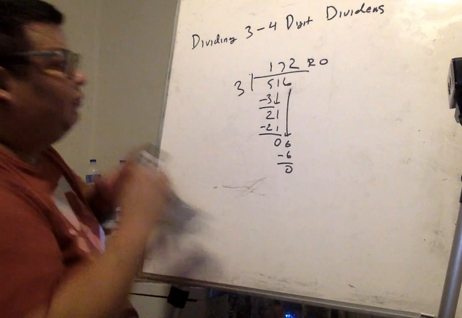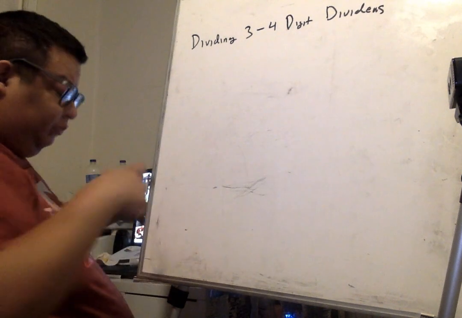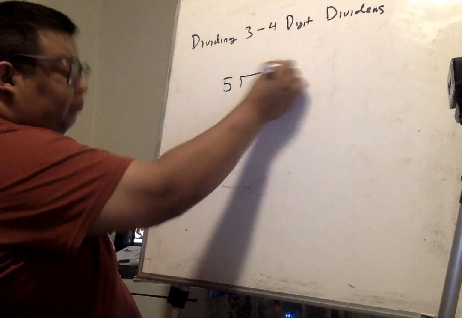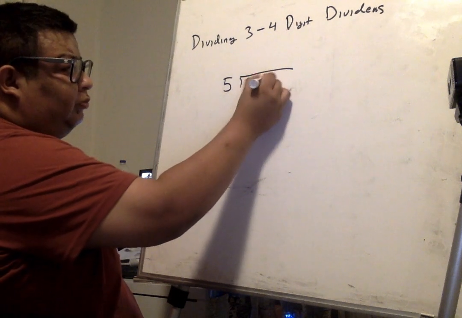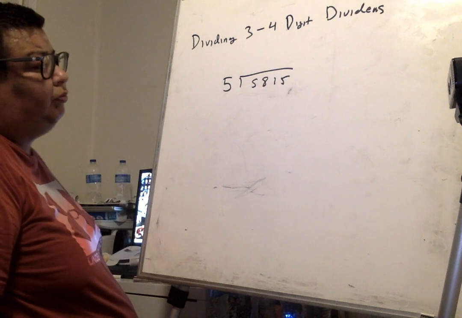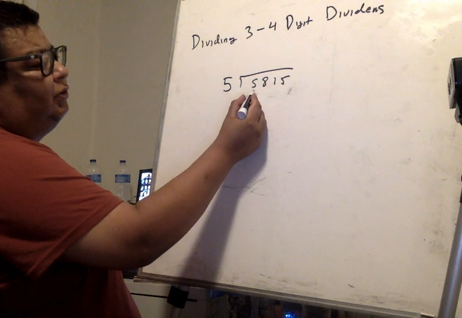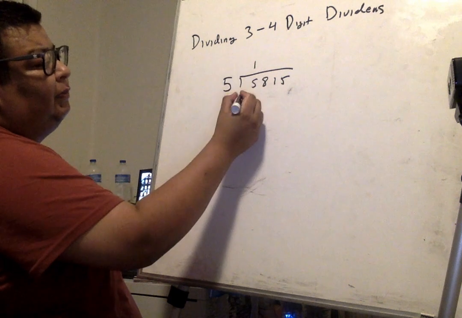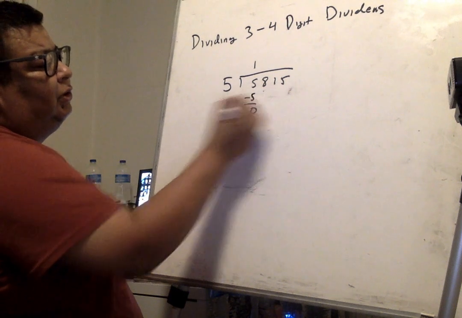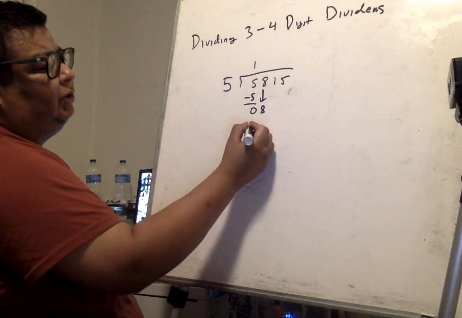Now let's go into the 4 digit dividends. Once again, how many times does 5 goes into 5? 1 time. 5 times 1, 5. 5 minus 5, 0. Does 5 goes into 0? No, so we bring down another digit, 8.